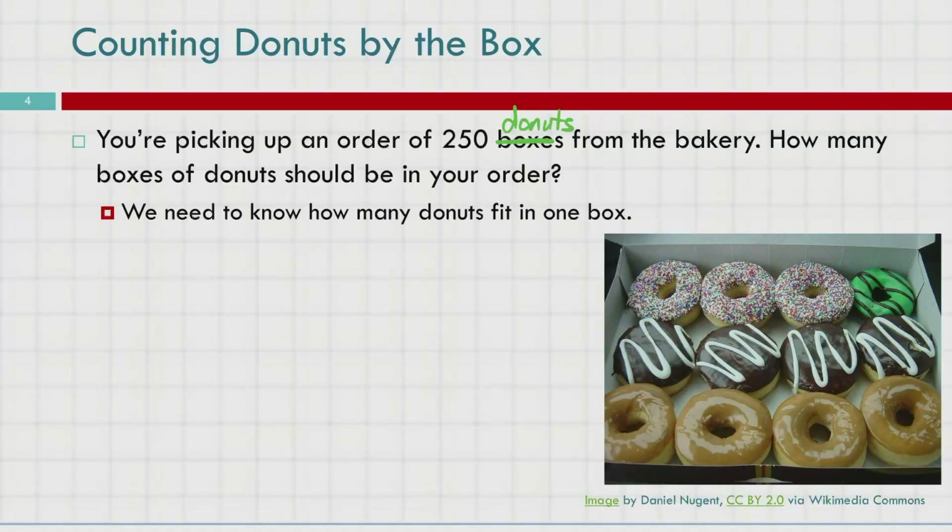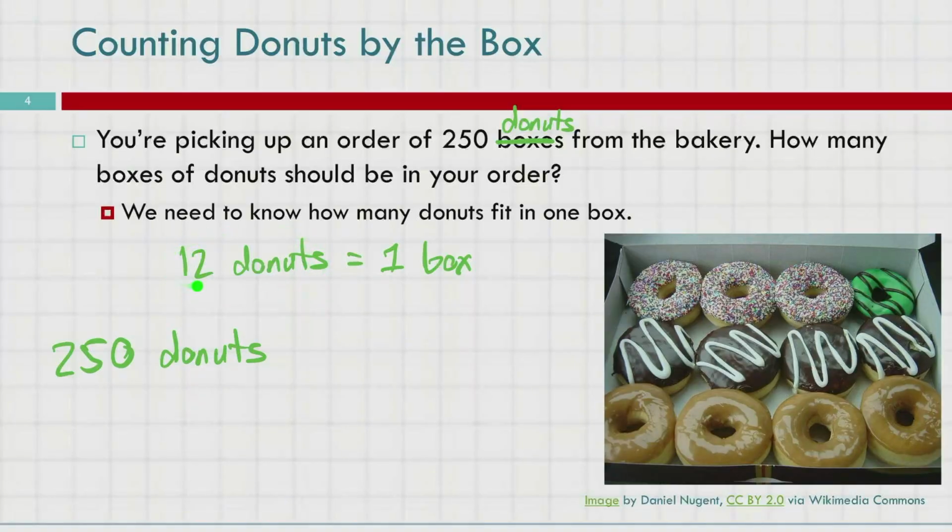We would need to know how many donuts fit in a box. Assuming that they're these regular round donuts, how many fit in a box? 12. So 12 donuts equals 1 box, or a dozen donuts, not a baker's dozen, a dozen donuts. 12 donuts, 1 box. So if we've got 250 donuts, and we can get 12 donuts in 1 box, that's a conversion factor. So 1 box equals 12 donuts.